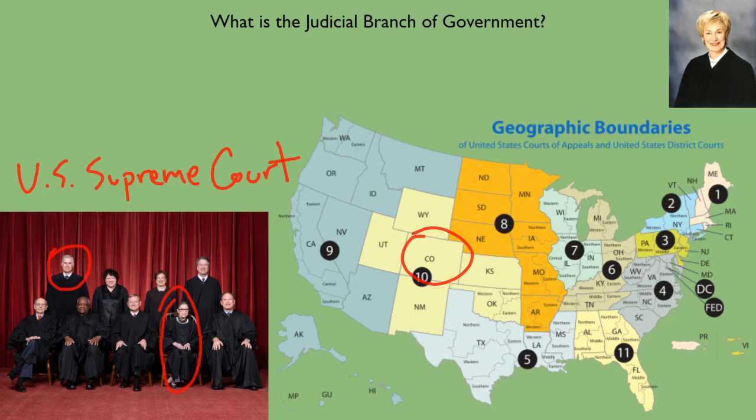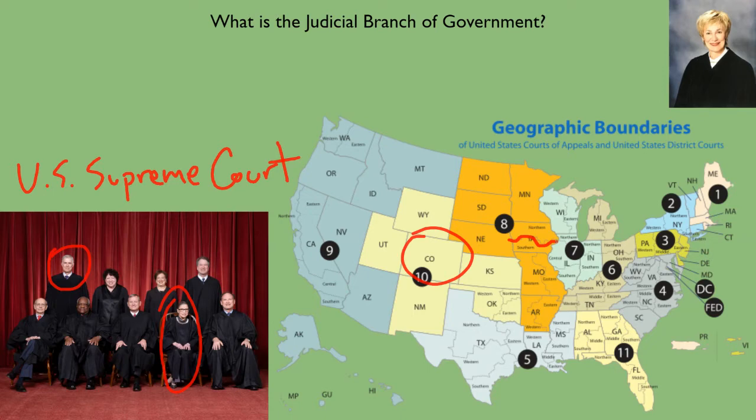And then within each district, there are what are called federal district courts. For example, Colorado just has 1 district. You'll notice there are no lines within the state of Colorado on this map. Other states, for example, Iowa, have a line splitting it in half. There's a northern district of Iowa and a southern district of Iowa.